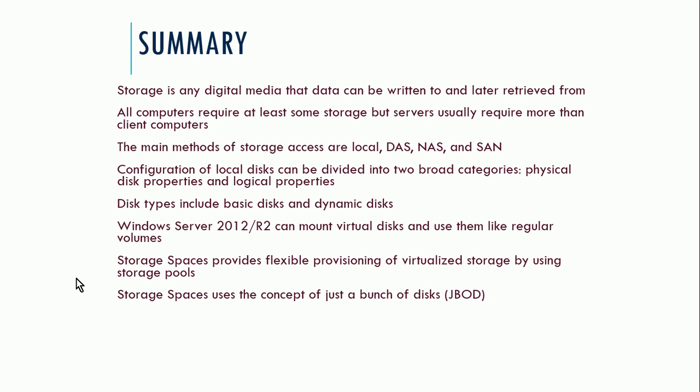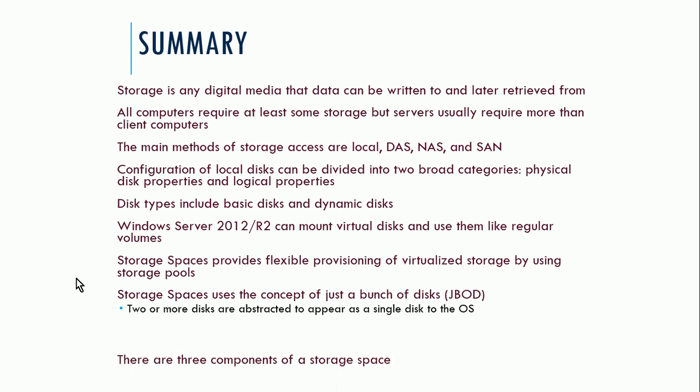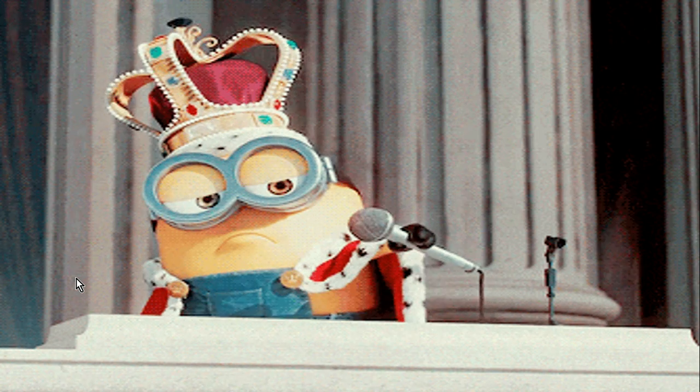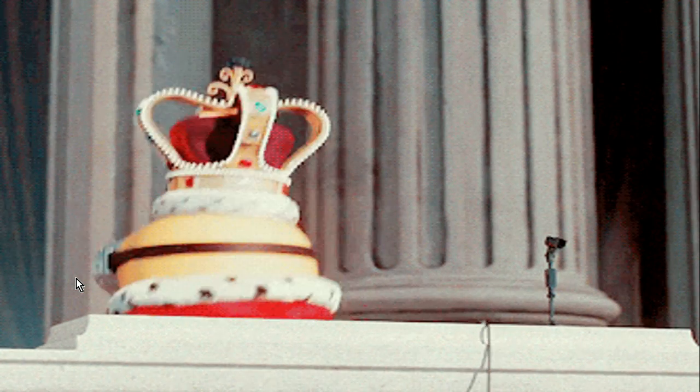We also talked about storage spaces using the concept of just a bunch of disks, or JBOD, and that two or more disks are abstracted to appear as a single disk in the operating system. Then there were three main components of storage spaces: the storage pools, the virtual disks, and the volumes. And that concludes our discussion on server storage.